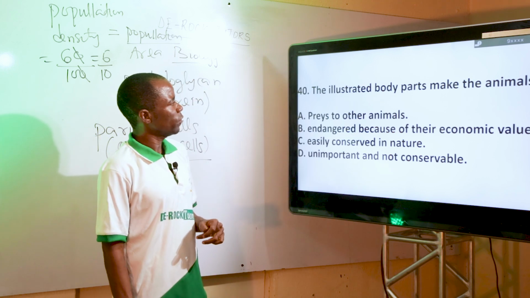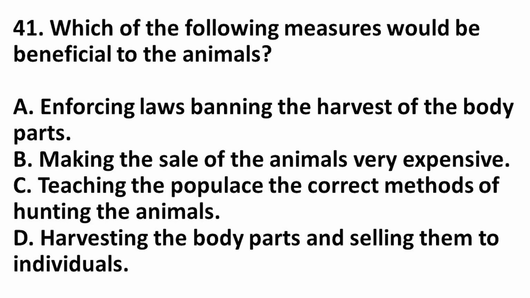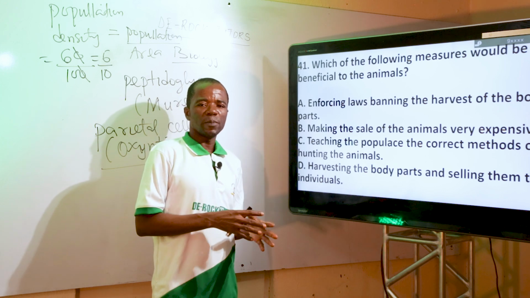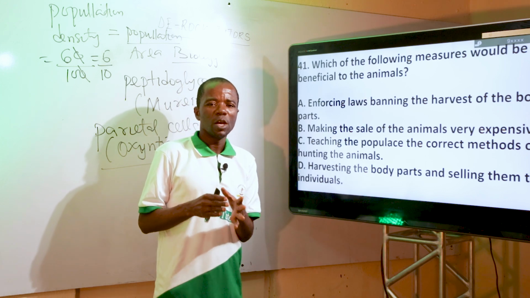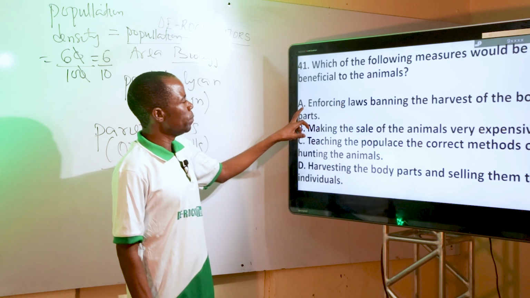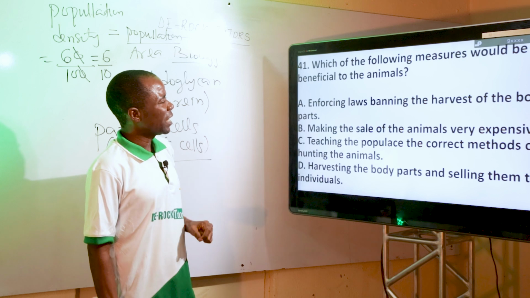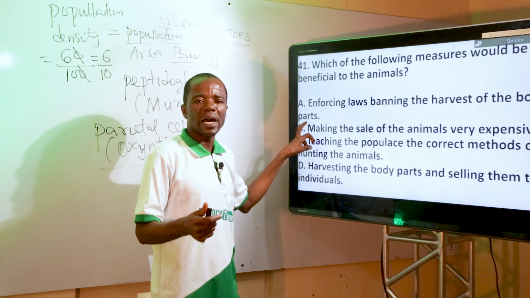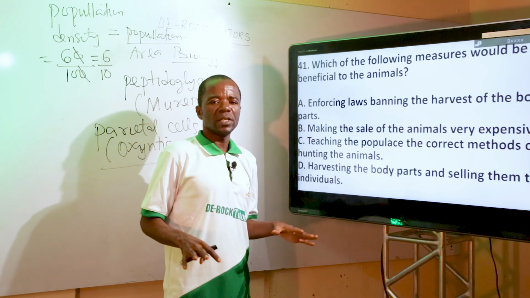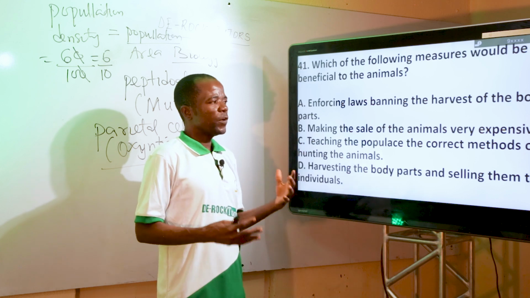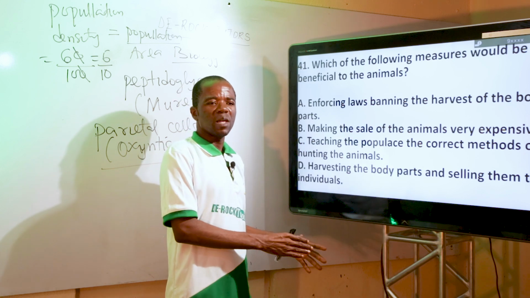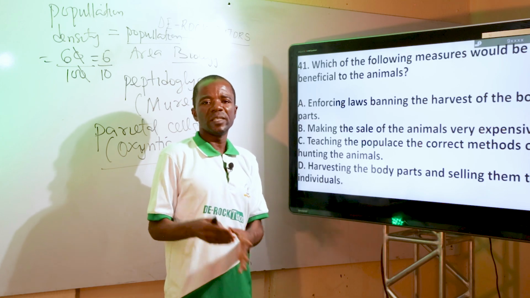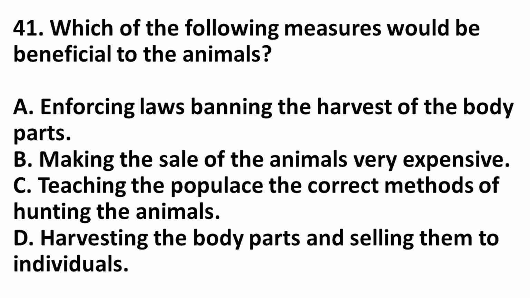Let's go to number 41. Which of the following measures will be beneficial to the animals? The question is basically asking us, because we know that they are endangered, how can they be preserved? The correct answer here would be option A. Government can enforce laws that ban the harvest of the said body parts. If there is a law that no person should kill or harvest the body parts of these endangered animals, that will preserve these animals and prevent them from going into extinction. So once again, the correct answer for number 41 is option A.